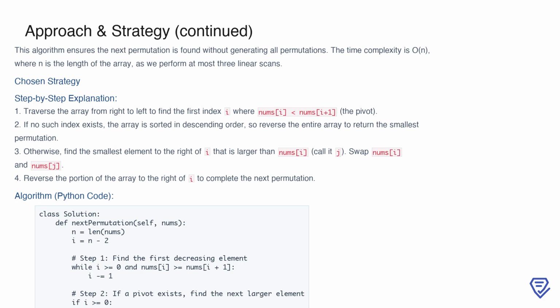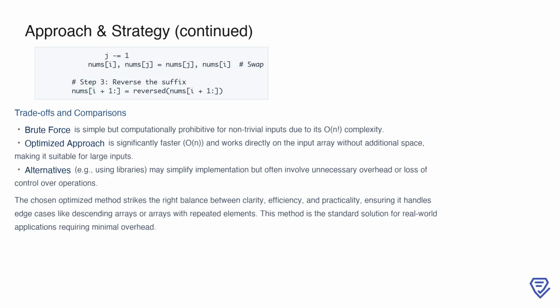The Python implementation of this step-by-step process is provided here, which begins by identifying the pivot with a right-to-left traversal, decrementing i until the condition nums[i] < nums[i+1] is met. Once the pivot is identified, the next step is to find the smallest element larger than the pivot to the right of it.